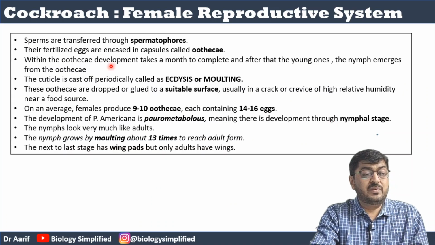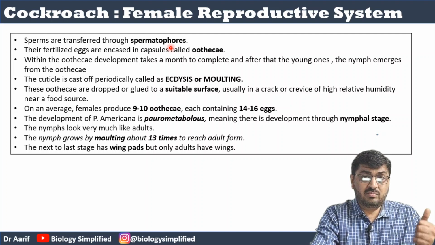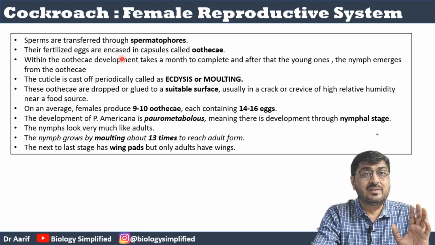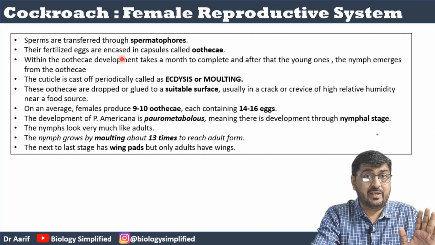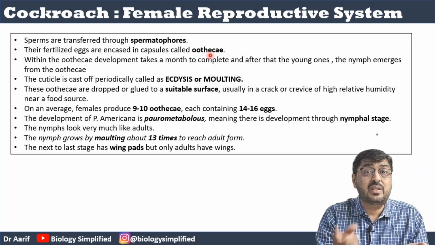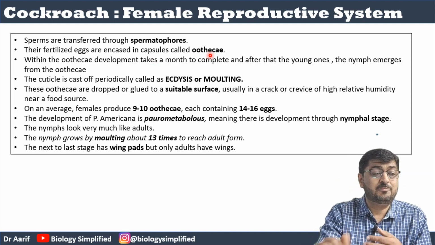Sperms are transferred through the spermatophores. Okay, their fertilized eggs are encased. Fertilized eggs, right? ना direct सीधा. कैसे fertilization हुआ क्वेश्चन ने बताया नहीं. We just mentioned in the process. Are encased in capsule called ootheca. ootheca का covering कौन से secretion से बनता है? Collateral gland के secretion से बनता है.